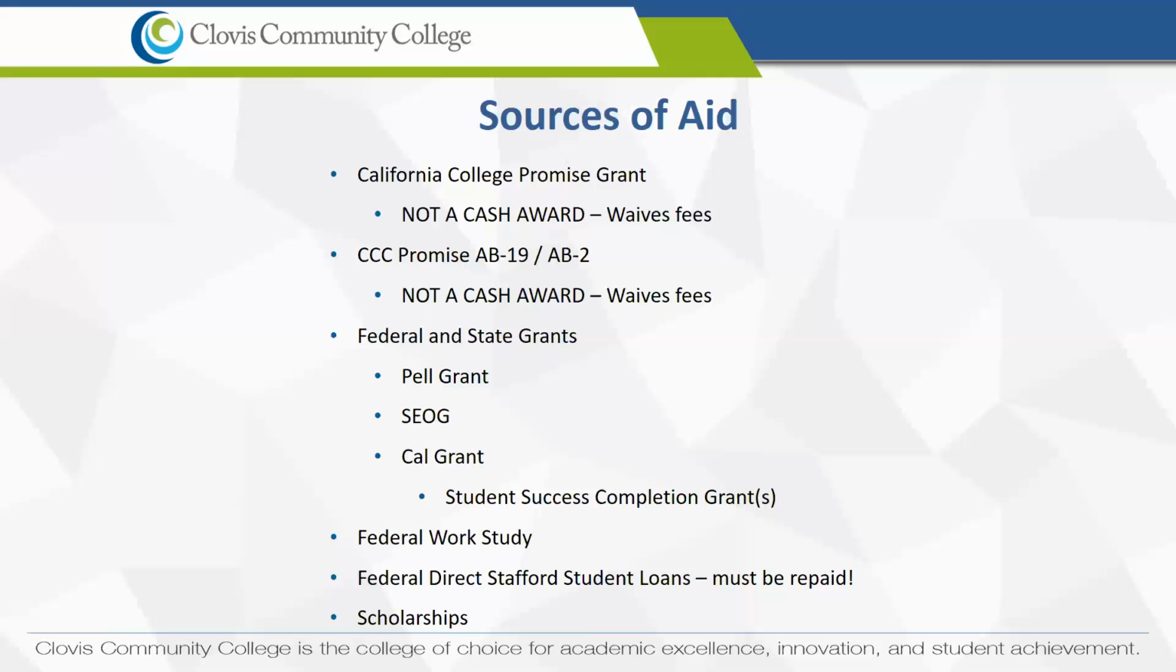Student Success Completion Grant is another source of funding provided by the California Student Aid Commission and encourages completion at a faster pace. Award is based on student financial need and full-time enrollment. To qualify, a student must be a recipient of a Cal Grant B or C.